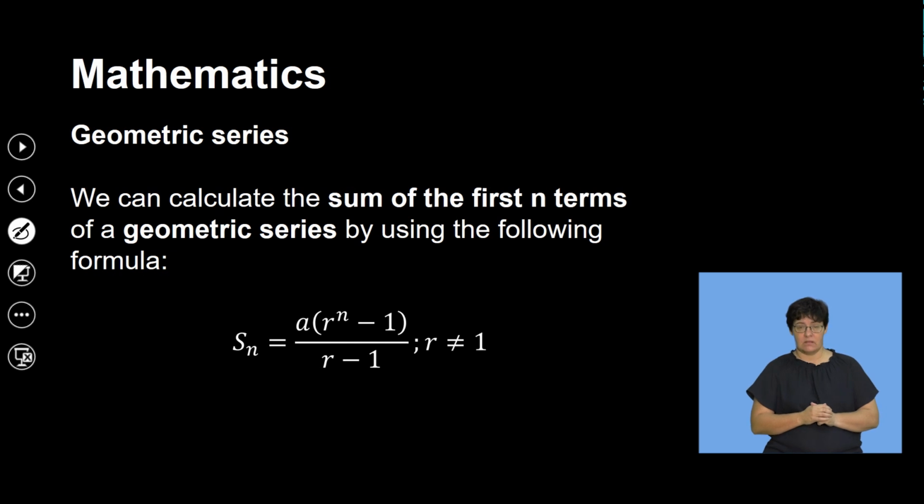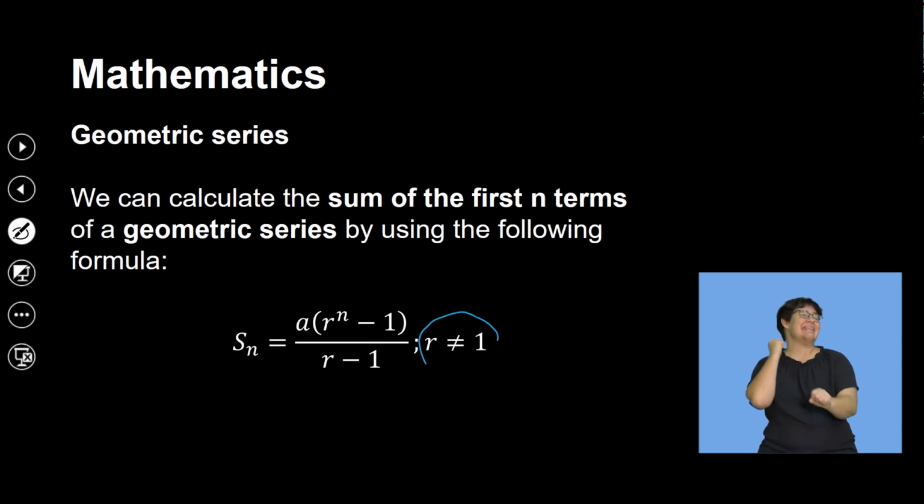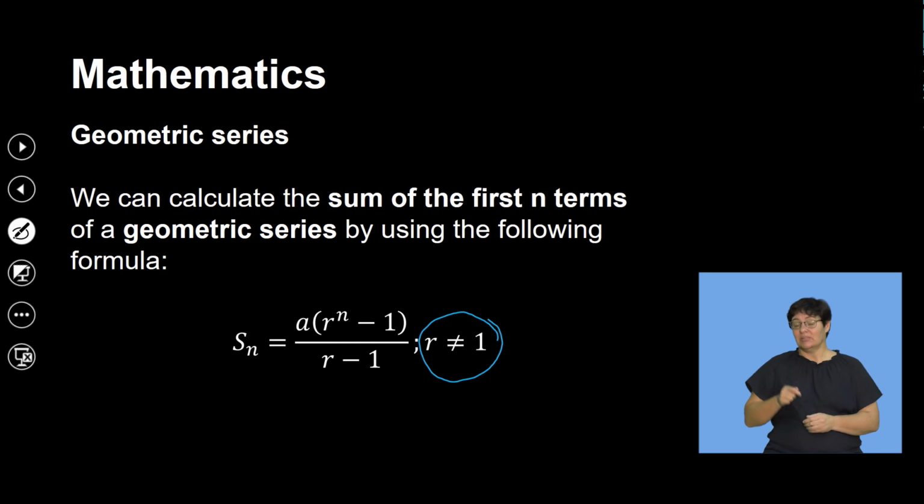Now, with a geometric series, we also have a formula to calculate this. The formula will be used when you know the number of terms, which will be Sn is equal to a into r to the exponent of n minus 1, over r minus 1. But r must never be equal to 1, because you know that will mean that the denominator will be 0. Now, just on this, I want to make a point here.